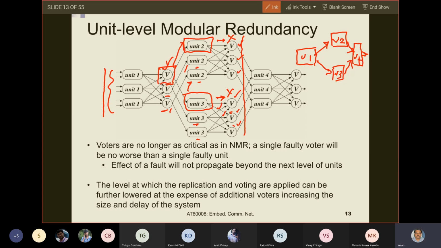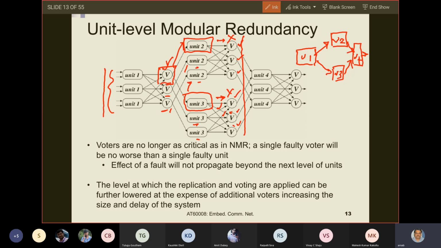The second important thing is that an error in a voter, or at any unit, propagates to at most the next level, and then it can be solved. However, the m out of n criteria still needs to be fulfilled. That I need to have a majority quorum, that the majority of the outputs should be correct. That has to be there.